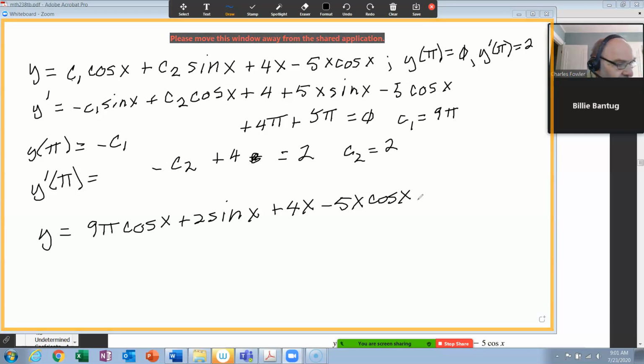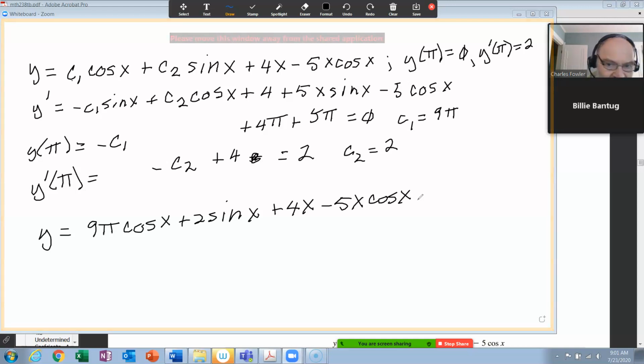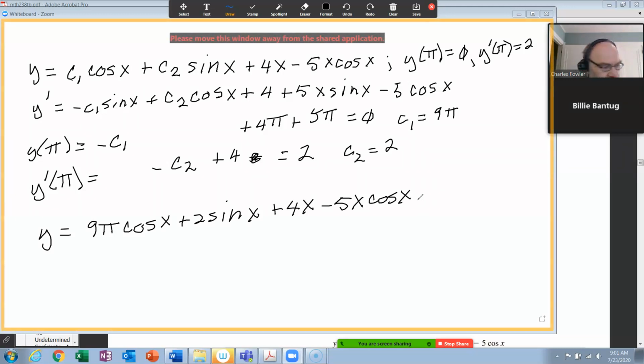Okay, there we have. y is equal to 9 pi cosine x plus 7. How did I do that? Okay. I think I left off my pi. 5, didn't I? I think I was looking at the wrong place.